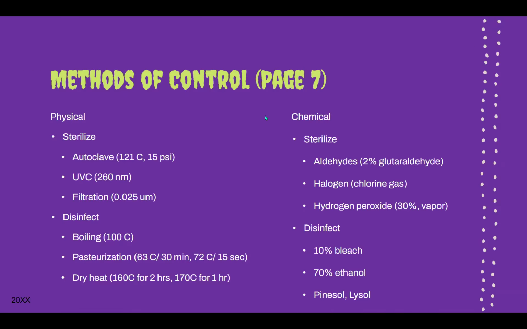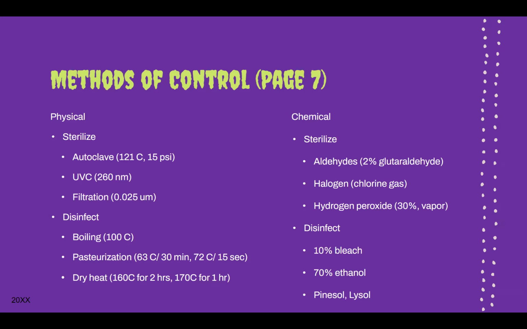The way the questions are going to be phrased, and we'll show you this on the practice cases, is that you're going to be given the case study. You're going to be given this microbe or whatever, and it's going to ask you, what is one physical method that you can use to sterilize this microbe? And you're like, bam, autoclave. And then the second question might be, give me two physical methods to disinfect. Okay, I got boiling and pasteurization.